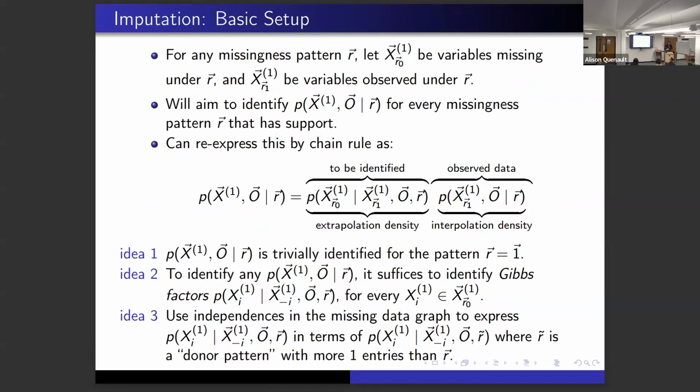So let's do the basic setup. We have a missingness pattern, little r. That's a realization of the R's, the ones or the zeros that we have. We want to identify for every pattern the joint distribution of the missingness and the observable variables together. And we can re-express this by chain rule, this is well known, into something called the interpolation density and the extrapolation density.